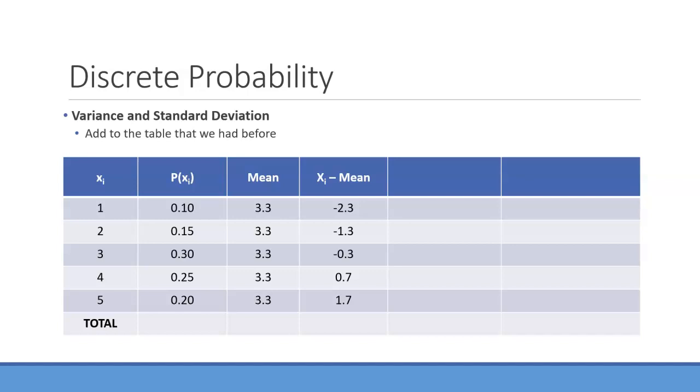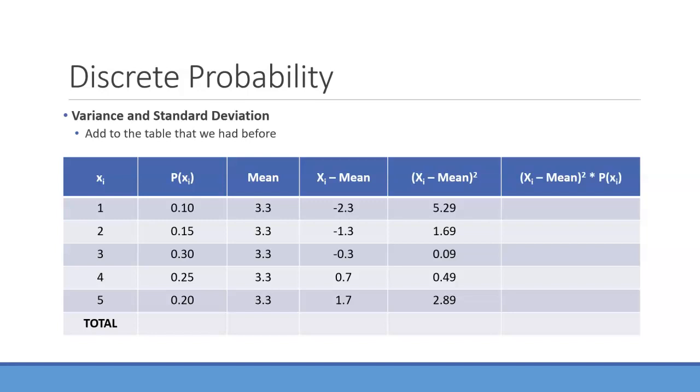Once we have those, we're going to square them because we want to get rid of those negative values. So we go negative 2.3 squared and get 5.29. Then we'll square each of those other ones and come up with these numbers here.